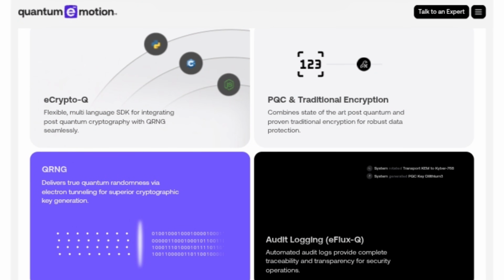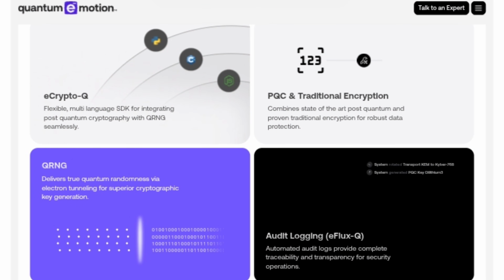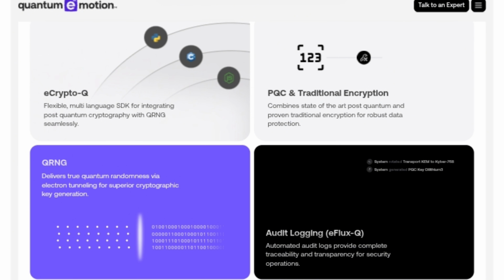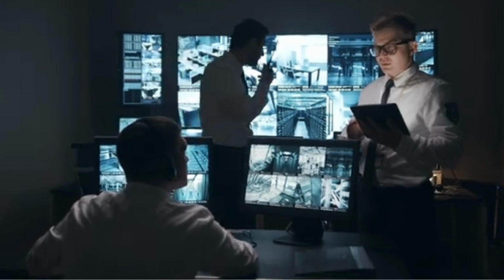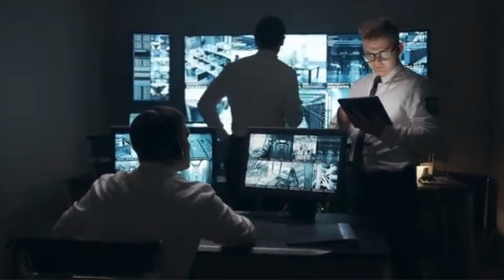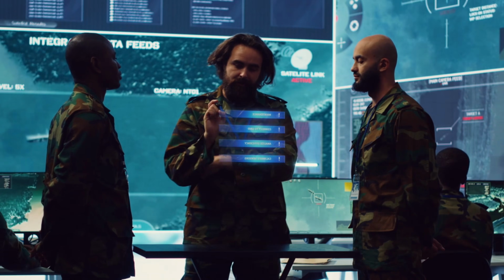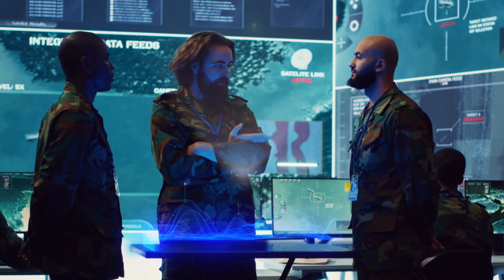The company has developed a wide ecosystem around its QRNG technology. Their SentryQ platform is a full end-to-end quantum-safe communication system that combines QRNG with post-quantum cryptography. This system is designed for industries where secure communication is critical: government agencies, telecom networks, defense contractors, and financial institutions.